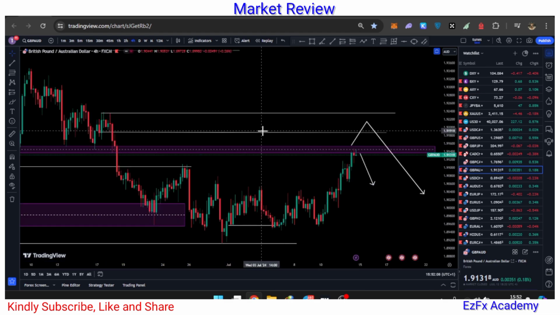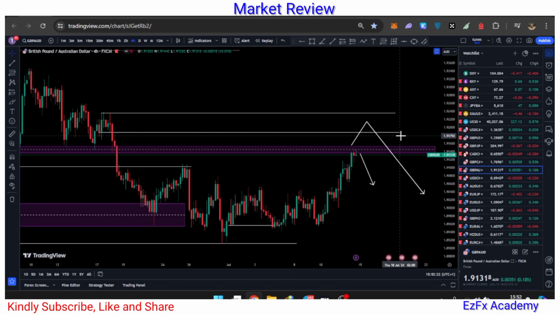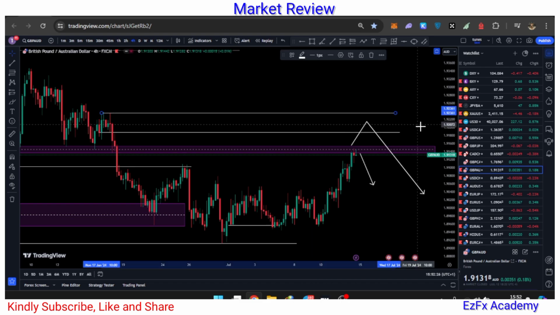I have this area marked out here. You can see I just used my horizontal lines to mark it out without using the rectangle tool. So let me just give us the coordinates for that. This is around 1.91880 and 1.92361. Again, 1.91880 and 1.92361. So I'm looking for sales on GBP AUD during the course of this week.